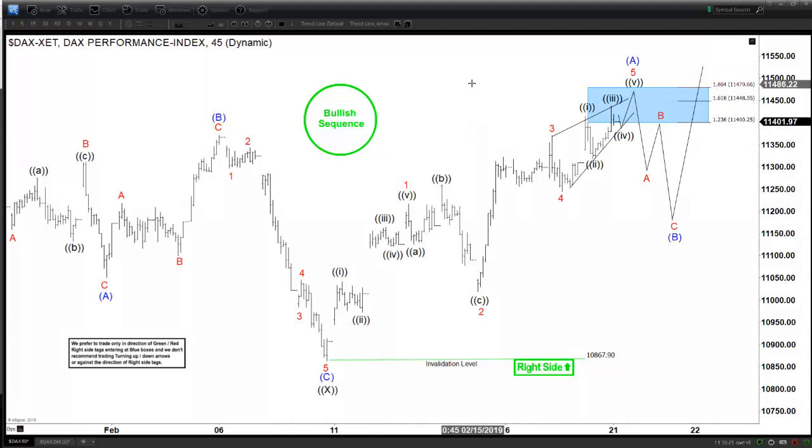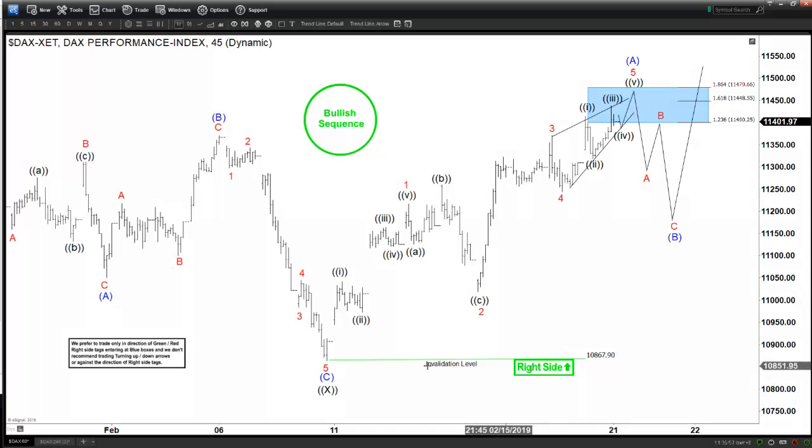So over here, what we see is a bullish sequence stem and also a right side up with the green color. And for our members, what this is telling is that this is a higher probability type of setup in which we do like more upside, since it has a bullish sequence stem as well as the right side higher.